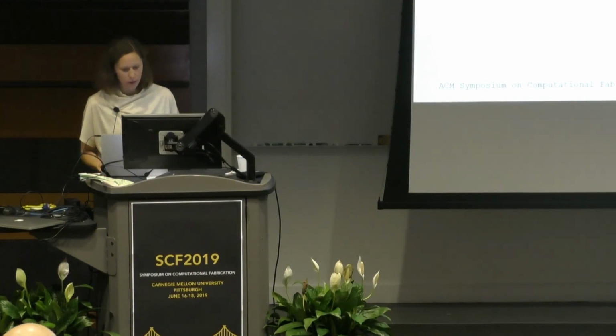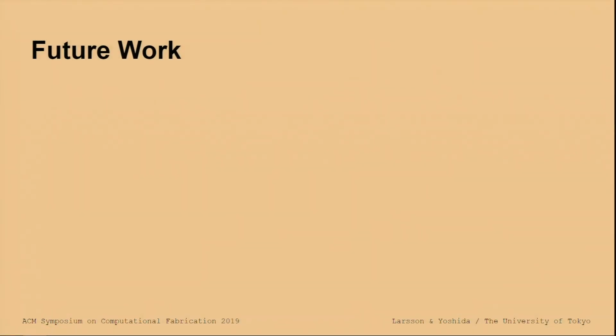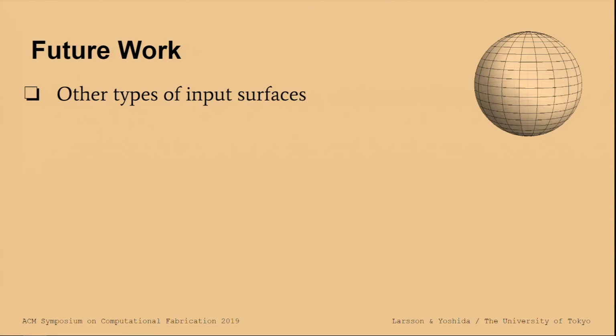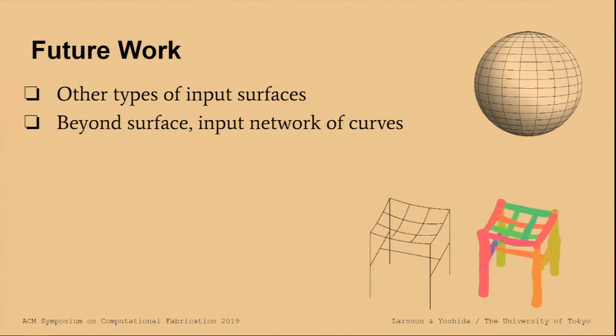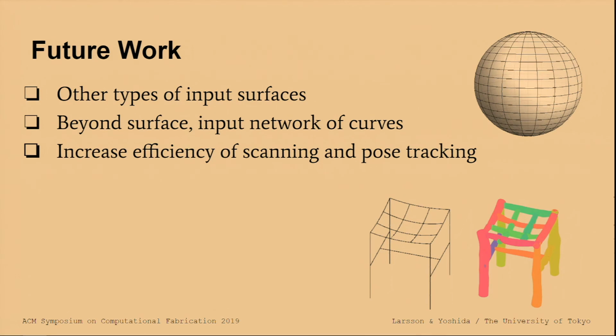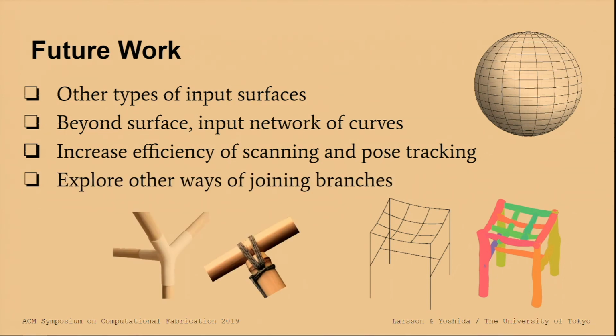So as for future work, we could expand the system to take more types of input surfaces, such as an arbitrary mesh. And instead of using a surface, it's also possible to use a network of curves, for example, the skeleton of a piece of furniture. There's also room to increase the efficiency of the scanning and pose tracking technologies to make the material preparation less tedious. And finally, it would be interesting to explore completely different ways of joining the branches.